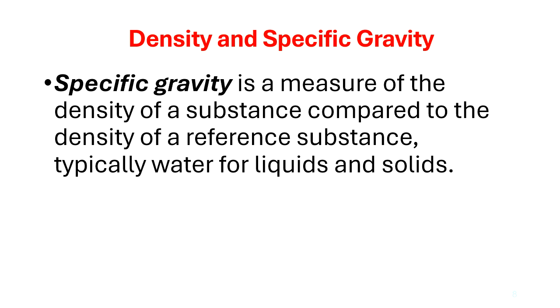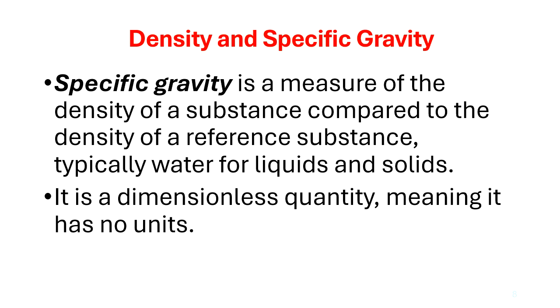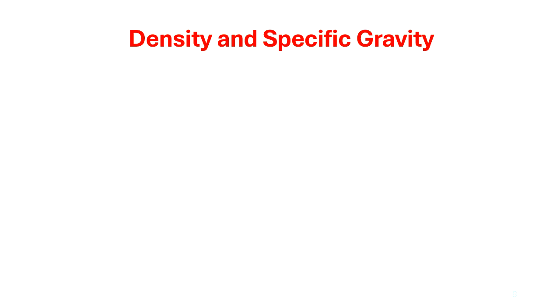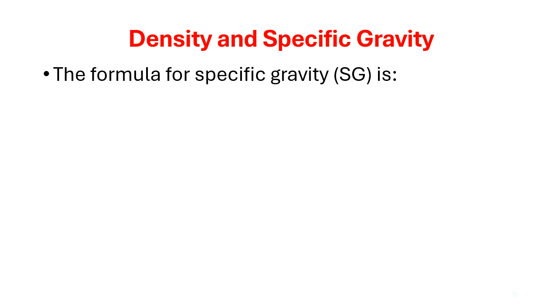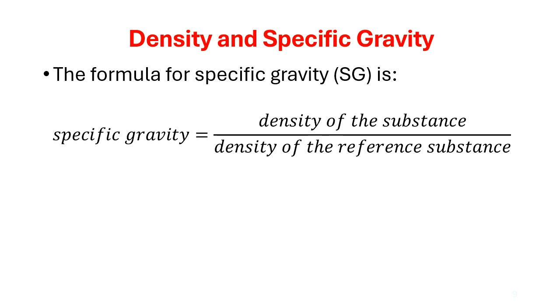Meanwhile, specific gravity is a measure of the density of a substance when we compare it to the density of a reference substance. Typically, our reference substance is water, which is used for liquids and solids. So specific gravity is dimensionless, meaning it has no specific unit of measure. The formula for specific gravity or SG is density of the substance divided by density of the reference substance.